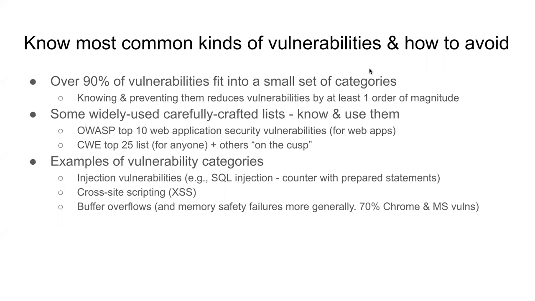So here's some examples, things like injection vulnerability. There's a common problem that can be a disaster, in particular for web applications, called SQL injection. And these are incredibly easy to counter. If instead of concatenating strings, you use something called prepared statements, then the code is easier to see. It's sometimes faster. It's easier to understand, and it'll counter SQL injection attacks. Another common problem is cross-site scripting. Another problem is buffer overflows, which is actually a subset of a larger category called memory safety failures. These are still endemic. 70% of the Chrome vulnerabilities and of Microsoft's vulnerabilities are memory safety failures, and have been for many, many years. So once you know about these, you can start countering them and eliminating them as a problem for your software as vulnerabilities.